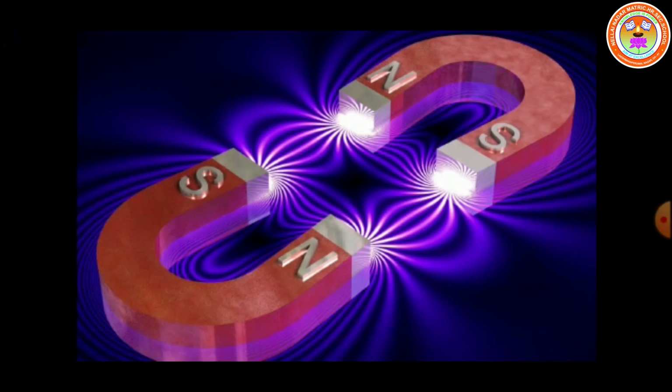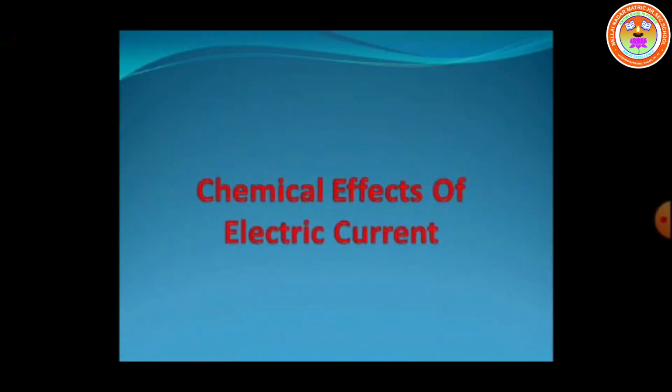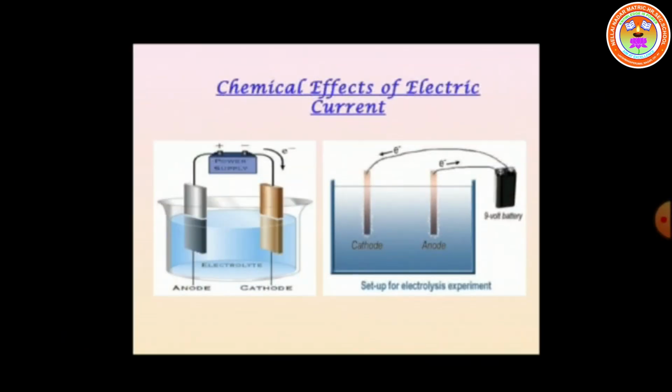And the next one is chemical effects of electric current. What is it, students? So we have completed the heating effect and magnetic effect, and now it is the chemical effects of electricity. Chemical reactions happen when electricity passes through various conducting liquids. Have you understood, students? This is known as the chemical effects of electricity.